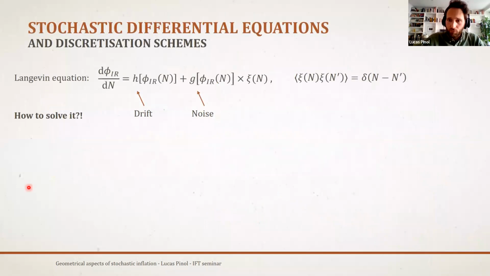So let me go back to something a bit more general and now start the course on stochastic differential equations. This is a very general Langevin equation, still for our variable φ infrared here, with a drift term h and with a noise term g, which is multiplicative, which is a case of interest for inflation. How do you solve that? I mean, how do you derive anything with that?